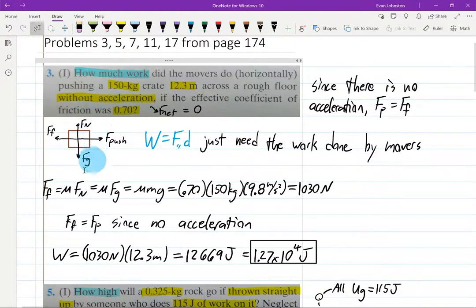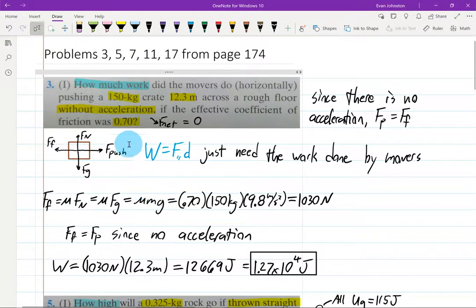Well, the normal force is matched by gravity. We're not having this crate accelerating up into the mesosphere, or accelerating through the mantle of the Earth. And so I can swap out the normal force with the force of gravity, which we can rewrite as m times g. So we know mu, 0.7. We know the mass, 150 kilograms. We know g. I can plug all three of these in, and I know my friction force.